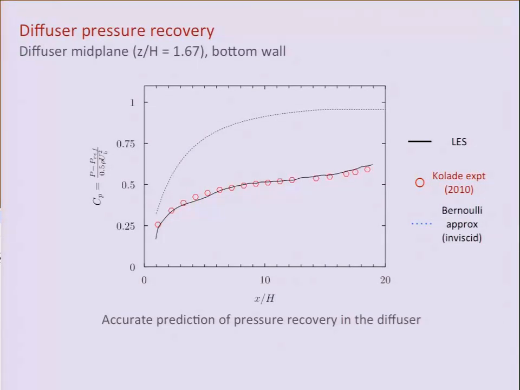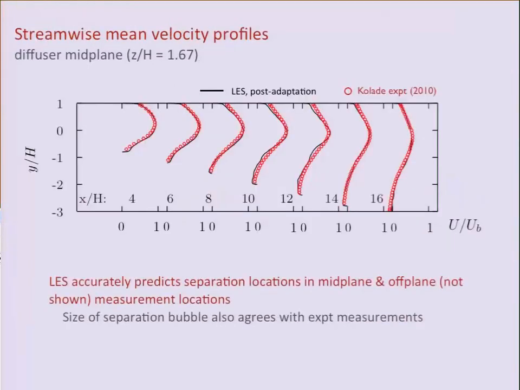The black is our LES calculation, so we agree well. And this thin blue dotted line is the inviscid approximation of what you would expect an ideal pressure rise to look like in this diffuser, just accounting for the geometry. And so the true efficiency of this diffuser is actually much less than what you'd expect in this ideal limit.